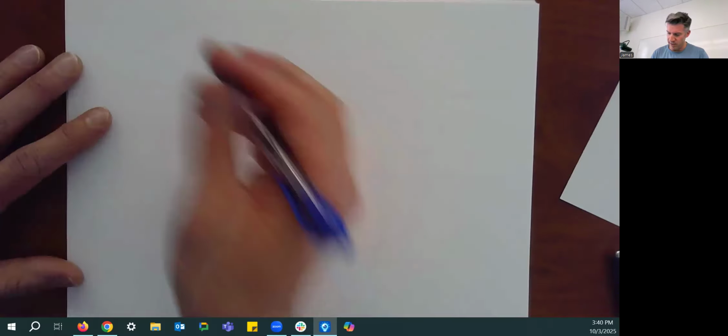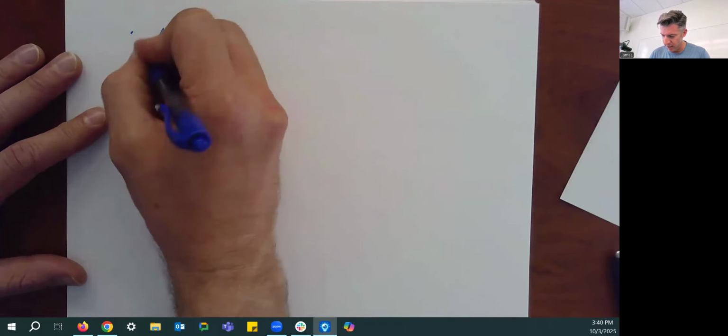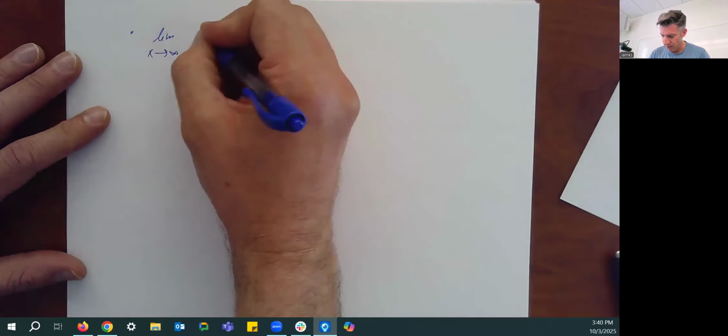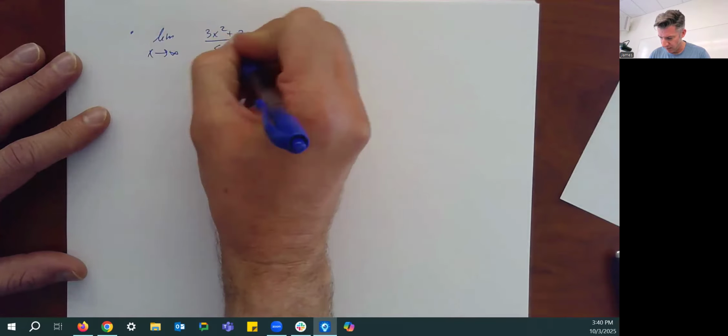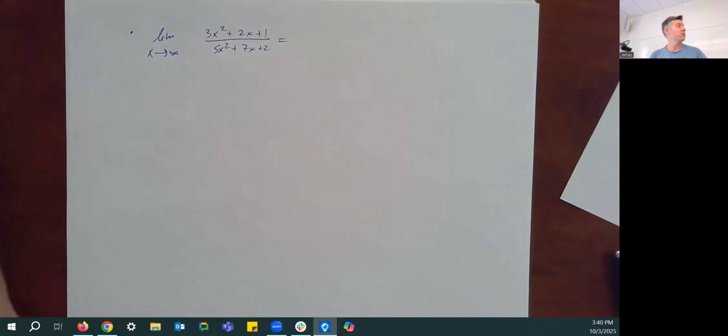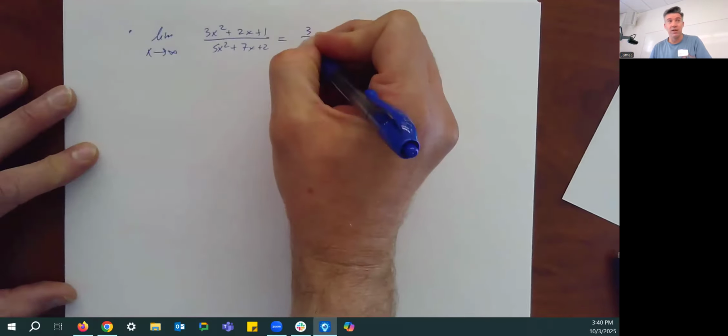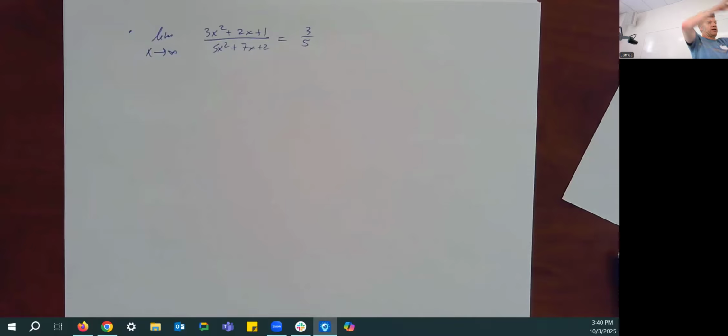So let me ask you an easy one. I feel like we did this already, but let me just ask you again. What's the limit as x goes to infinity of 3x squared plus 2x plus 1 over 5x squared plus 7x plus 2? Right, you know this. When you have a limit as your variable goes to infinity of a rational function, a polynomial over a polynomial, it's always the leading coefficient on top over the leading coefficient on the bottom if the degrees are the same.